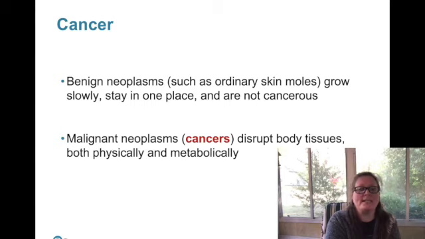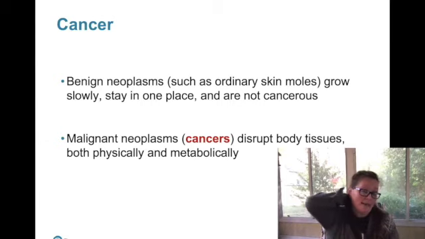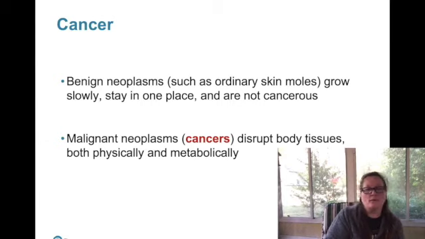I added this because I wanted to go a little more in depth and make sure you really understood the cancer aspect. I mentioned a moment ago about benign and malignant. Benign neoplasm is something that grows slowly, stays in one place, not cancer. So this would be like a mole. I have a mole here and I have another one on the back of my neck. A lot of people have moles. Looks like a raised freckle, basically. Doesn't move, doesn't change throughout your life.